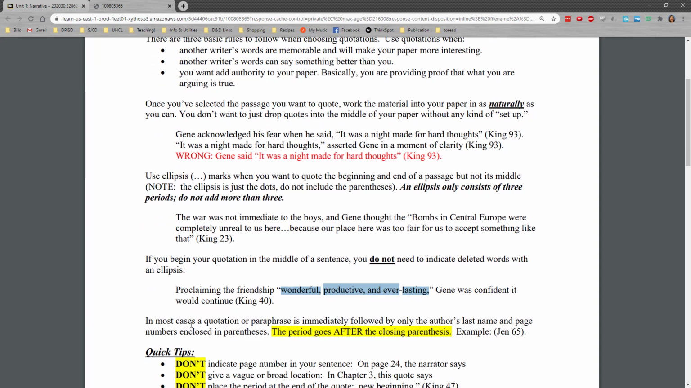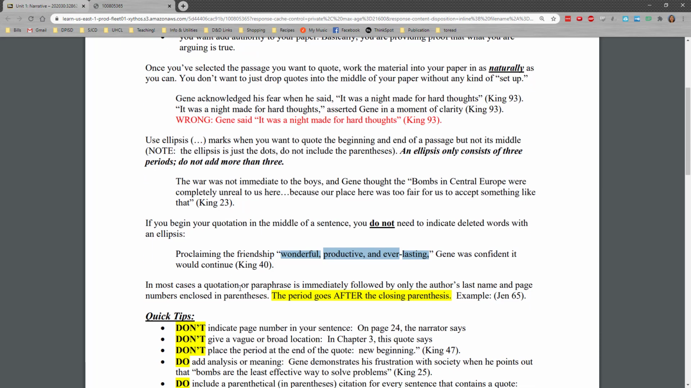More on that with each individual paper instruction. In most cases, a quotation or paraphrase is immediately followed by the author's last name and page number in parentheses. The period goes after the closing parenthesis. For example, (Jen 65). The author's last name is Jen. The quote was found on page 65, period.